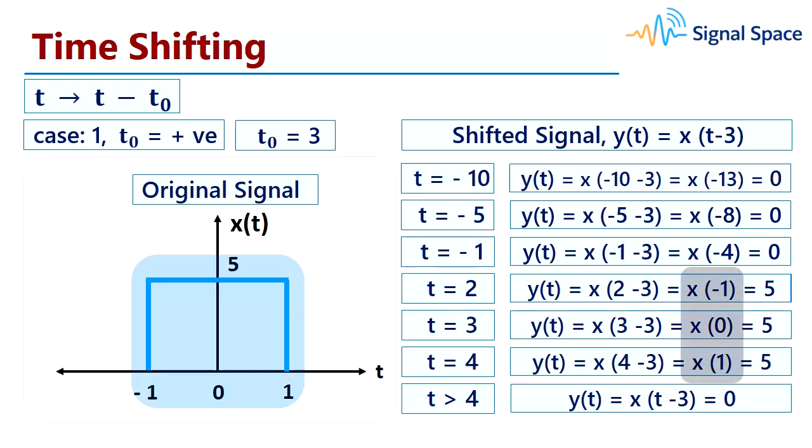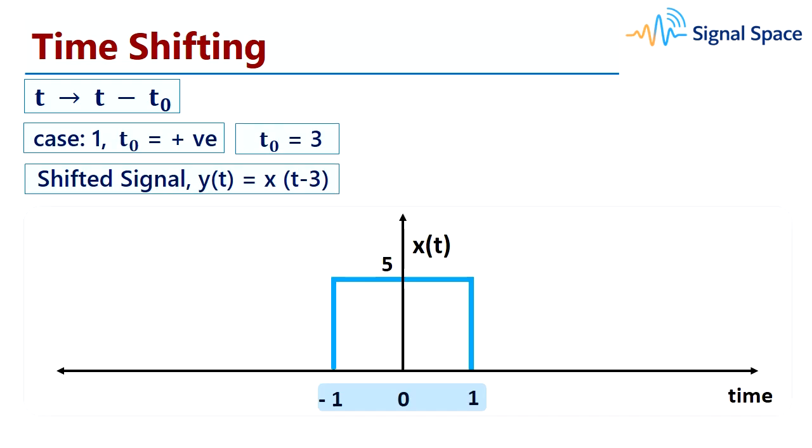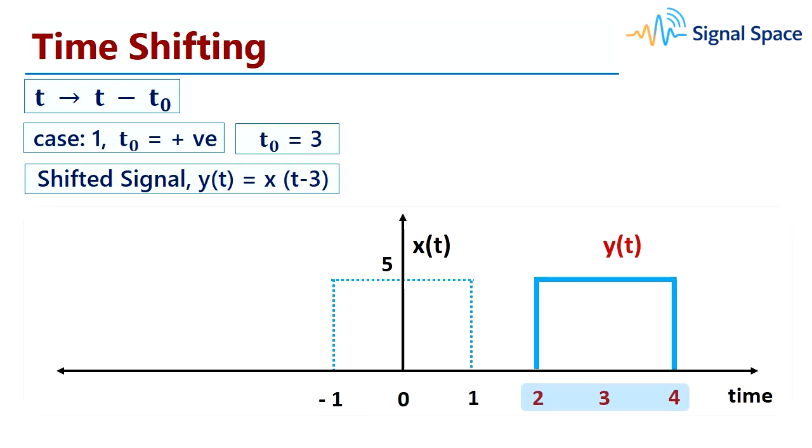By mapping these points, we see a clear transformation. The original signal's range from -1 to +1 has now shifted to the new interval of 2 to 4. Visually, the transformation is clear. A shift of +3 results in a 3-unit time delay for the entire signal.